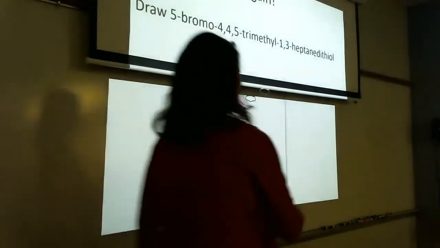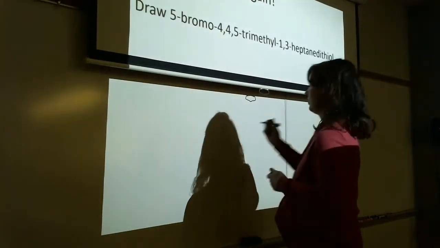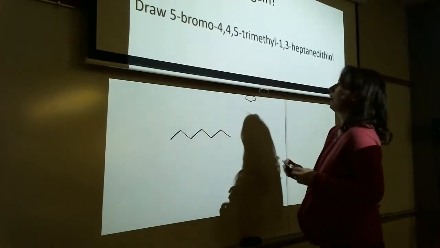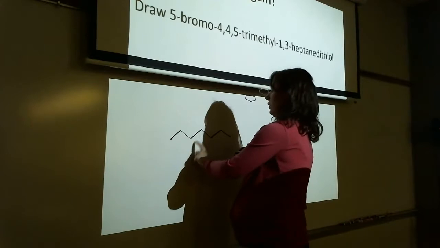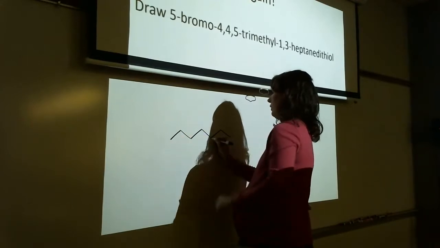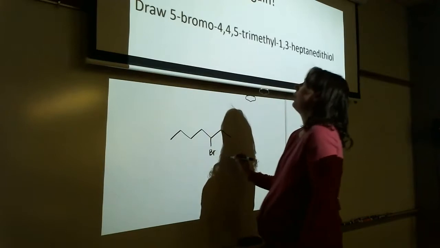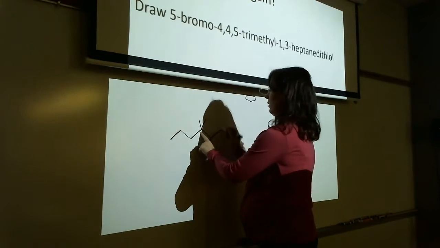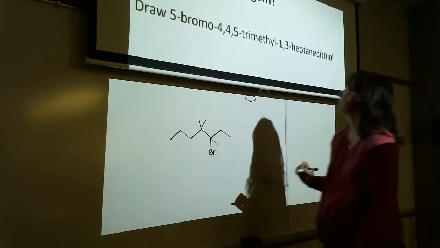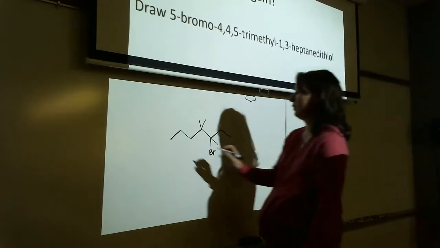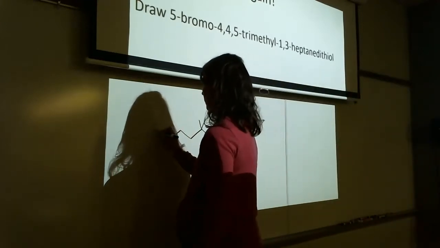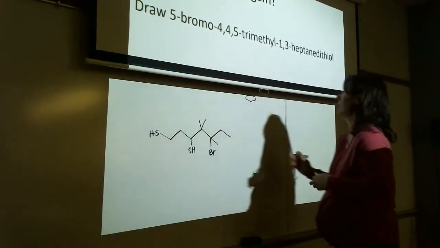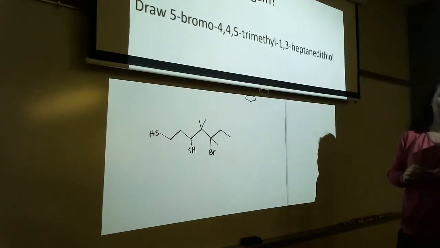Heptane, a 7 carbon chain, right? So 1, 2, 3, 4, 5, 6, 7, and this is 5-bromo. 1, 2, 3, 1, 2, 3, 4, 5 bromo. 4,4,5-trimethyl: 1, 2, 3, 4, 4, 5 trimethyl, and then 1, 3, 1, 2, 3 heptane dithiol. Do we agree?